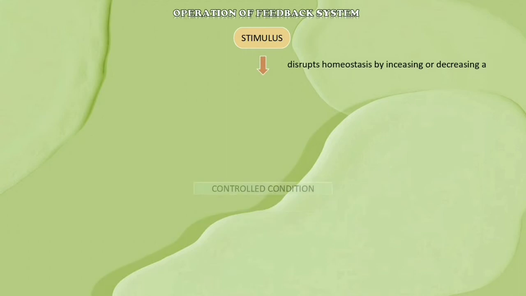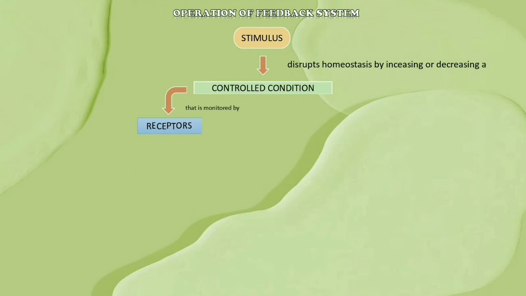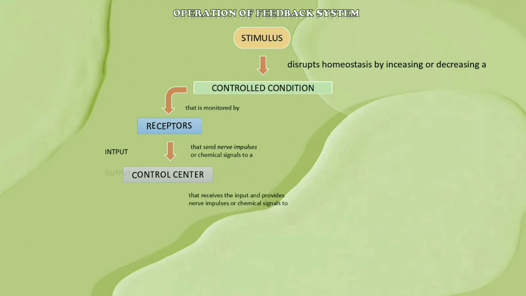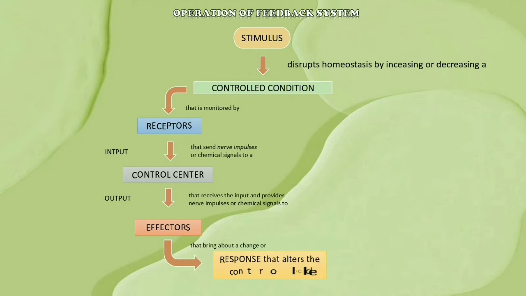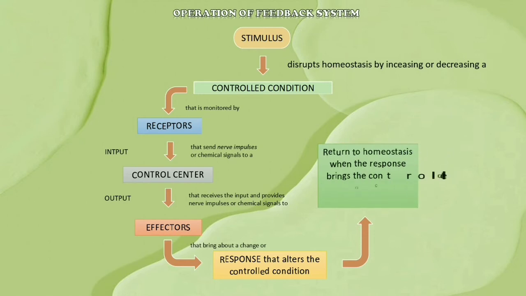Can you imagine how it really works? I'm going to show you the operation of a feedback system. It starts with a stimulus that disrupts homeostasis by increasing or decreasing a controlled condition that is being monitored by receptors. The receptors send nerve impulses or chemical signals as input to the control center, which receives the input and provides nerve impulses or chemical signals as output, sending them to effectors. Then the effectors bring about a change, or response, that alters the controlled condition. After these processes, the body returns to homeostasis when the response brings the controlled condition back to normal.